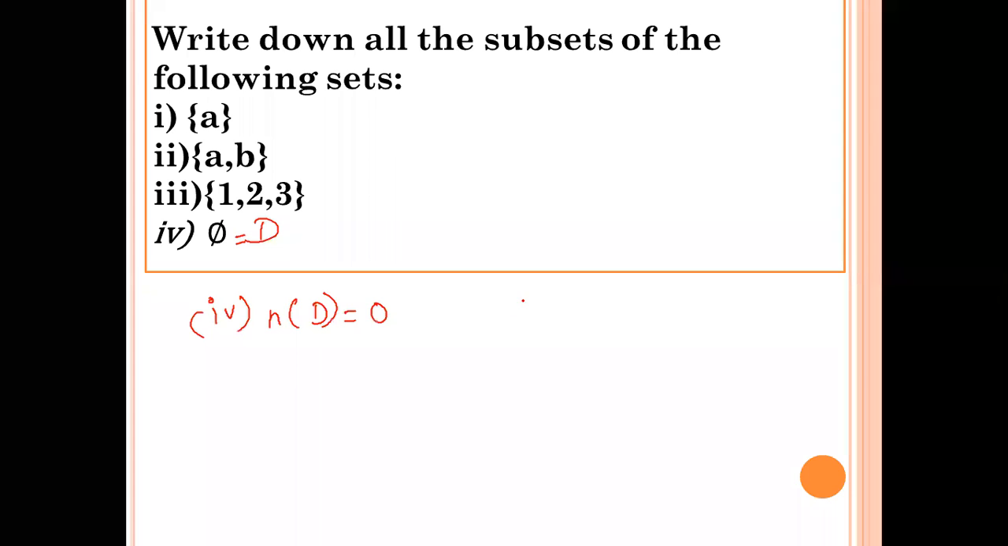So how many subsets are possible? What is the number of subsets? It is 1. It's not 0, it is 1. Because the number of subsets is given by 2 to the power n. Here n is equal to 0 because the null set has 0 elements. So that is 2 to the power 0. Any finite number to the power 0 is always 1. Always remember that. So the number of subsets in set D is 1.